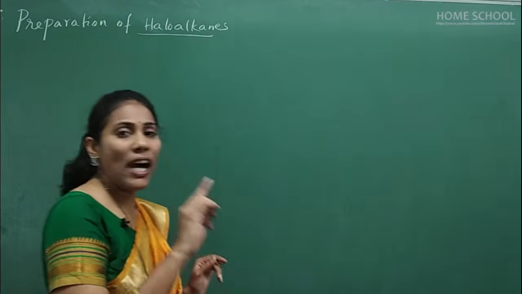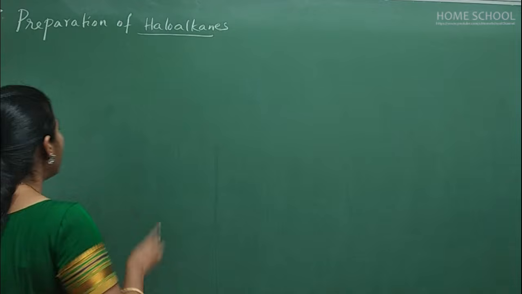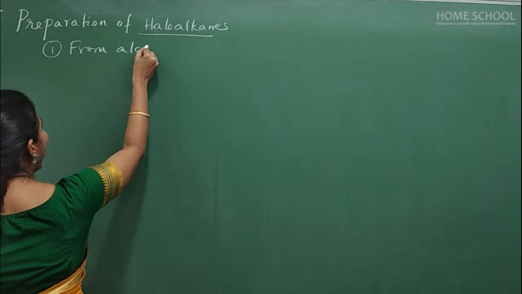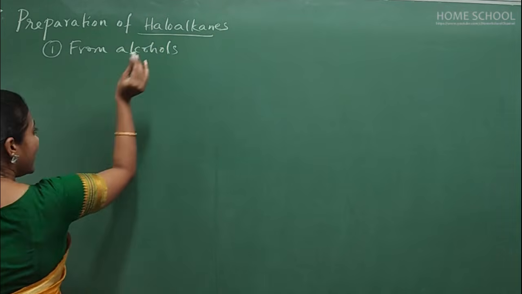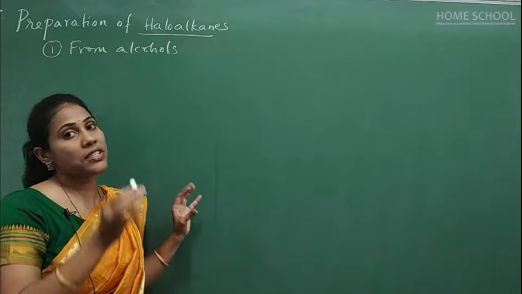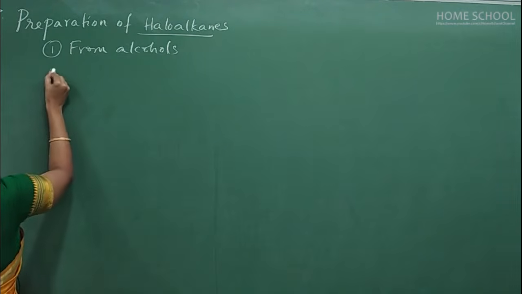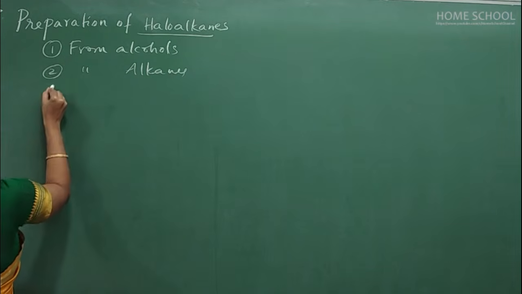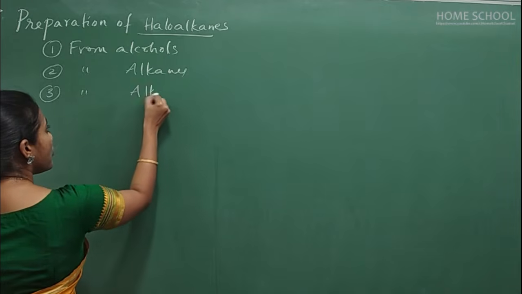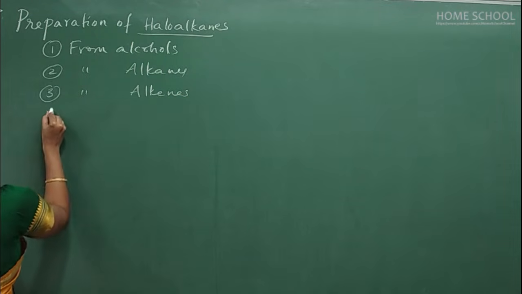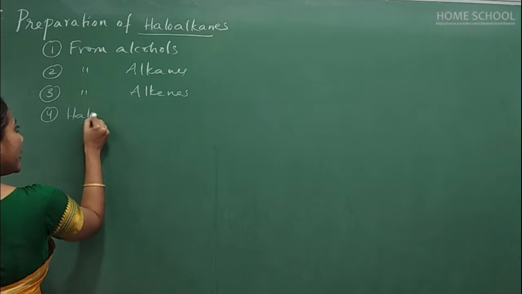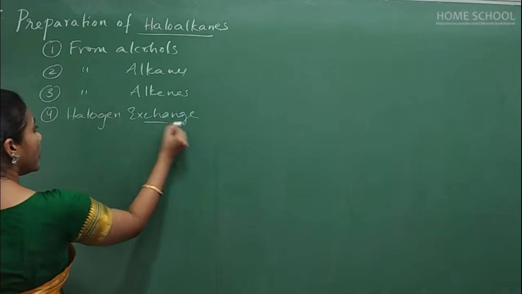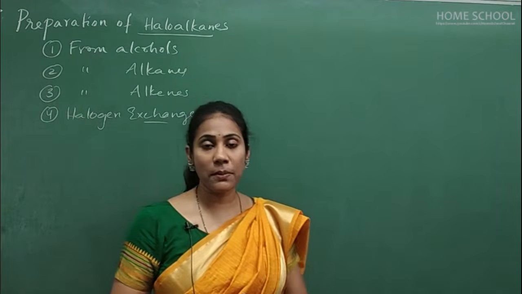Clear? See, haloalkanes can be prepared by four methods. One is from alcohols. You can prepare from alcohols, very common method and very important reactions you are going to study under this heading. And second one is from alkanes. And third preparation is from alkenes. This is also very important reaction. And fourth one is by halogen exchange methods. So these are four major preparation methods.